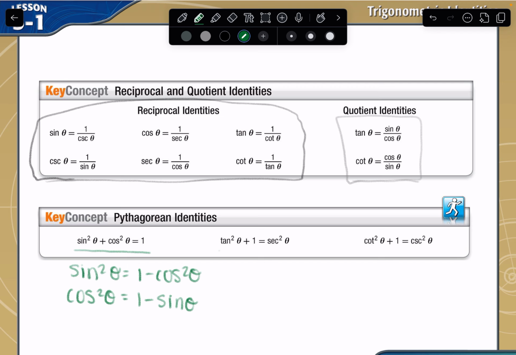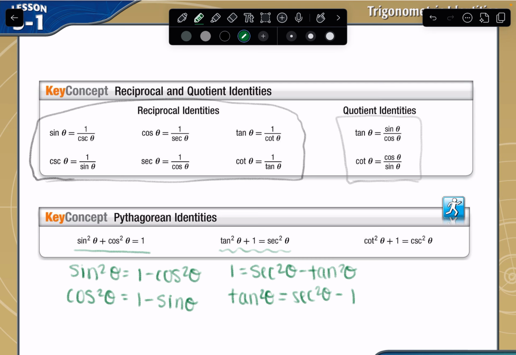For your next one, tan squared plus 1 equals secant squared, you may see this as 1 is equal to secant squared minus tangent squared. You could also see it written where tangent squared is by itself, and then you have secant squared minus 1.